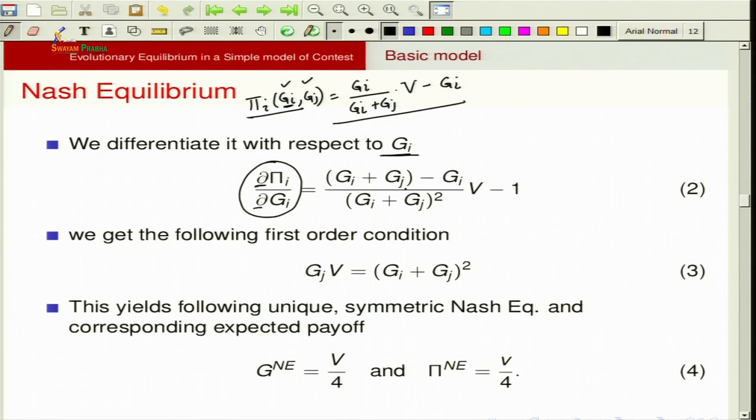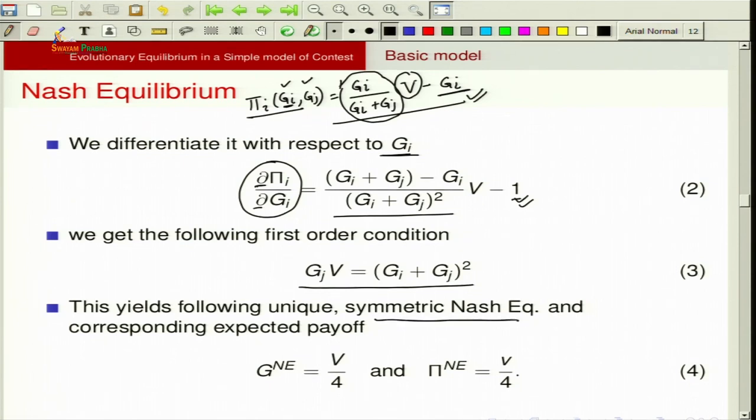As V is not a function of g_i, we only have to differentiate the fraction, using the rule for differentiating a fraction f1 upon f2. This gives the derivative of the fraction times V, and then minus the derivative of g_i, which is 1. This is the derivative of the expected payoff of player i with respect to g_i. If we solve this and set it equal to 0 for the first order condition, we get the first order condition like this. Then we need to find a symmetric Nash equilibrium, so in this equation we put g_i equal to g_j equal to some g_NE, the effort level under Nash equilibrium.